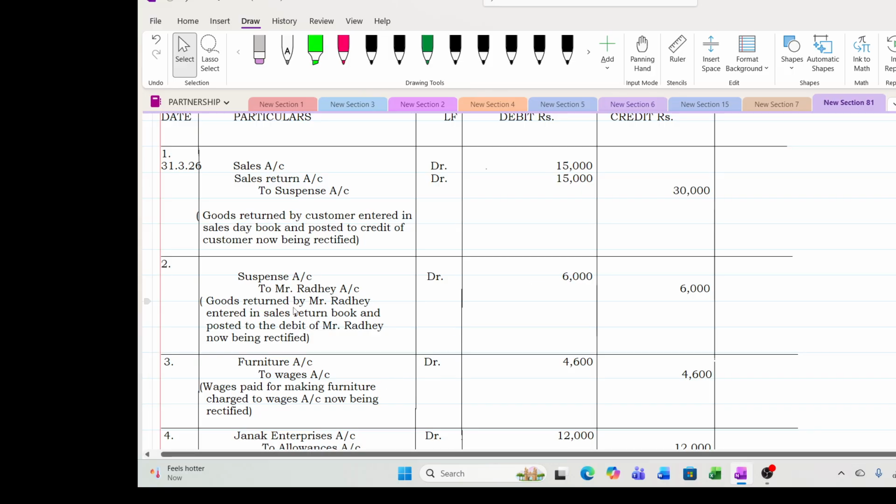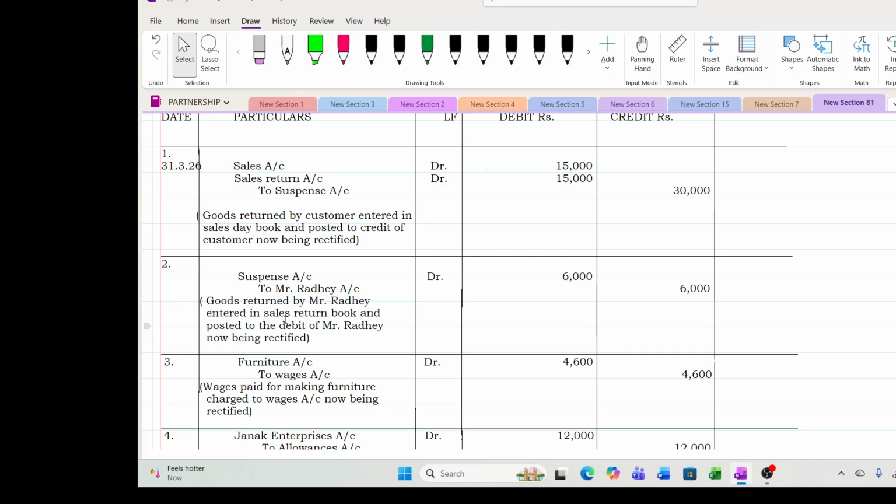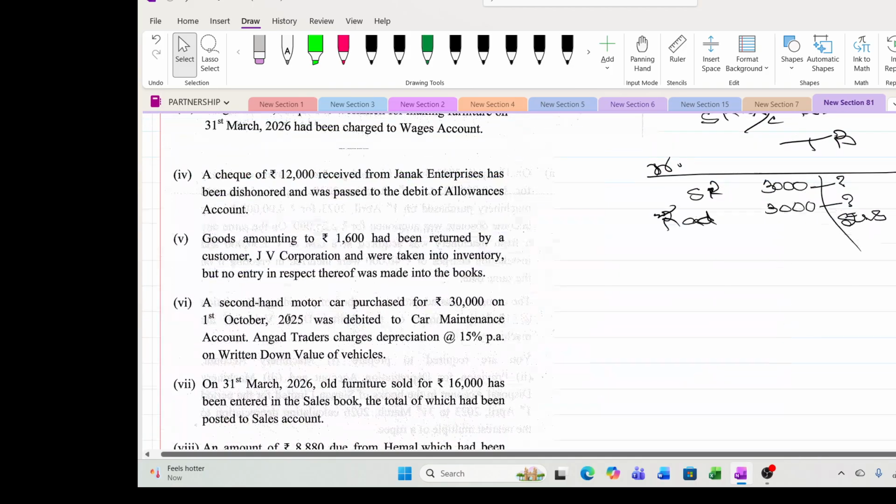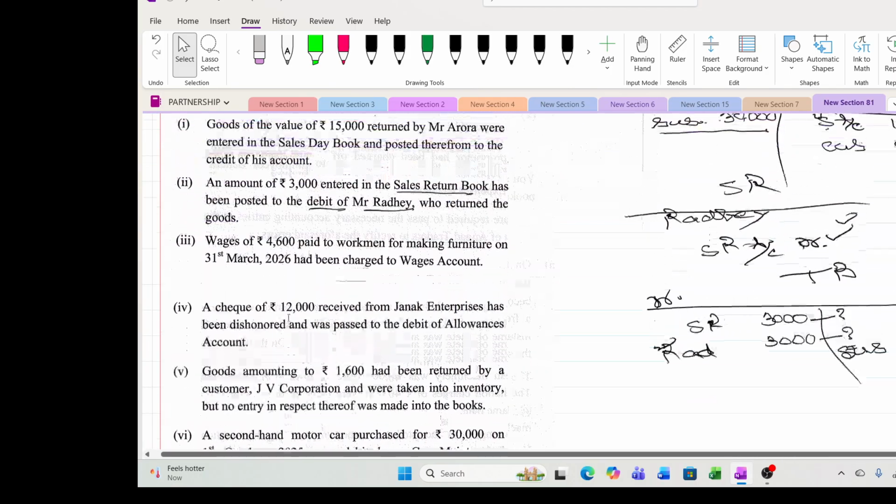Goods returned by Radhe entered correctly in the sales return book and posted correctly in the sales return account, but the customer who has returned, Mr. Radhe, was to be credited. Instead of credit, he was debited. Okay. So this is now being rectified. Now moving on to the third item.